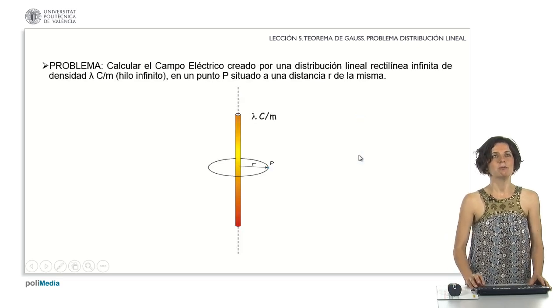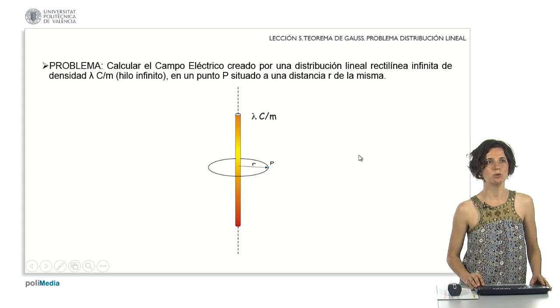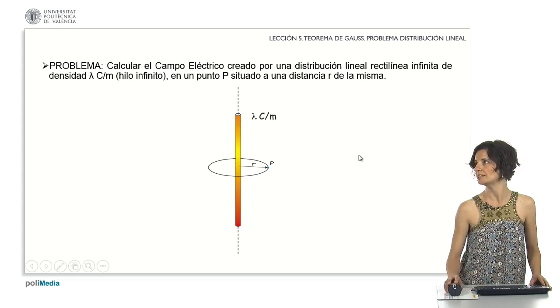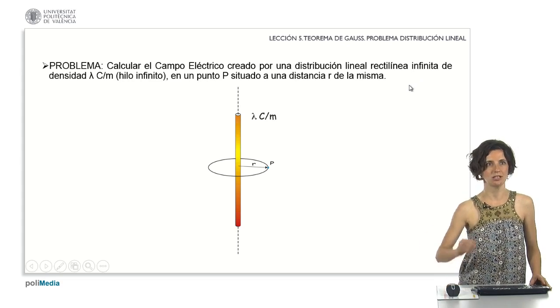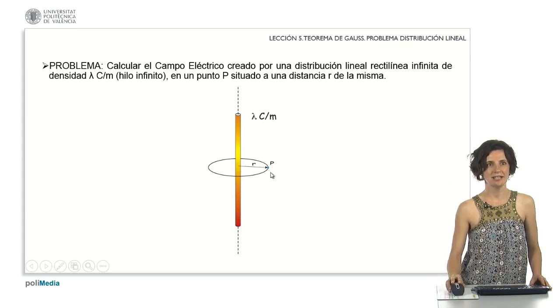Gauss's law is used to calculate more simply the electric field created by distributions with symmetry. In this case, we are going to calculate the electric field created by an infinite rectilinear linear distribution of density lambda coulombs per meter, that is, an infinite wire. We are going to calculate the field at a point P located at a distance r from the distribution.